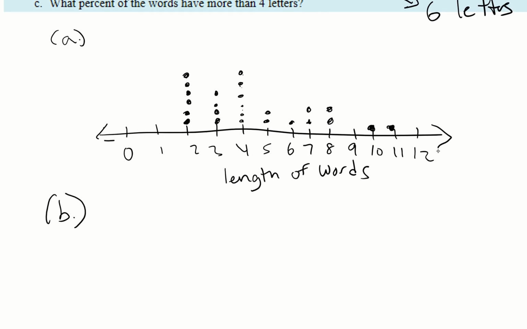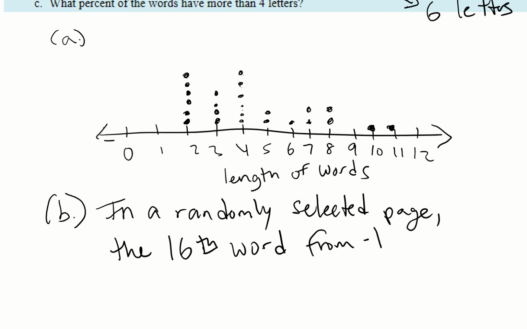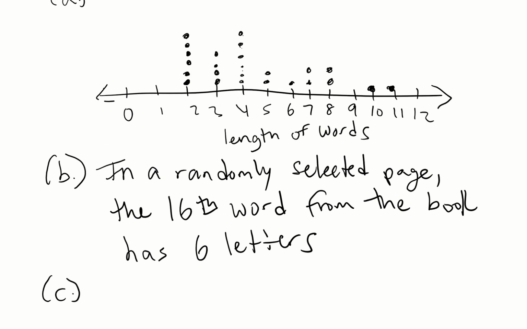So in a randomly selected page, the 16th word from the book, and I won't title the book, I'll just say from the book, has 6 letters. So basically that's what the 6 represents, 6 letters, but the dot is just the 16th word in that book. That's really all they're looking for, just to interpret that.